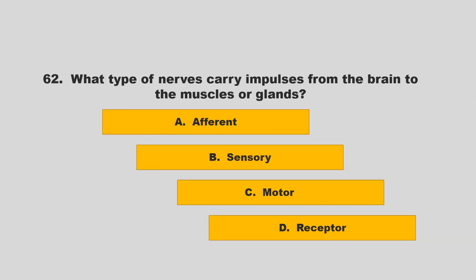What type of nerves carry impulses from the brain to the muscles or glands? Afferent, sensory, motor, receptor. If you chose C, motor, you are correct.